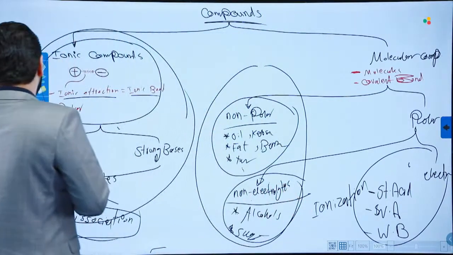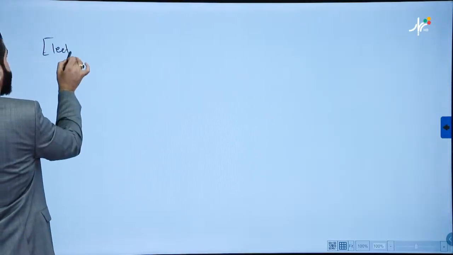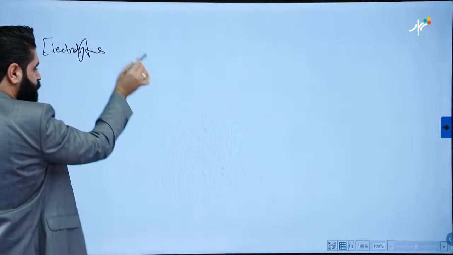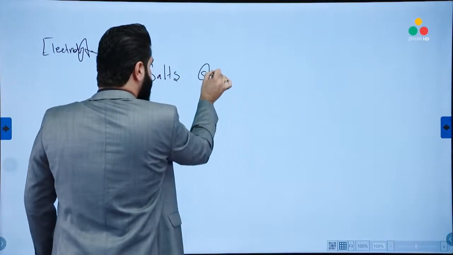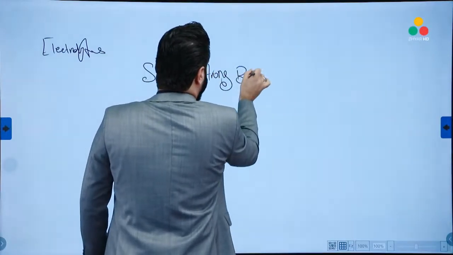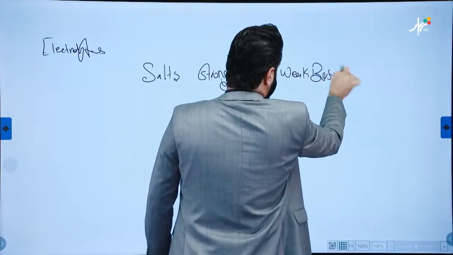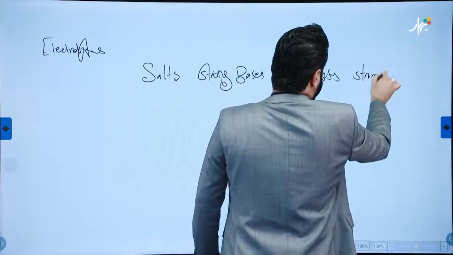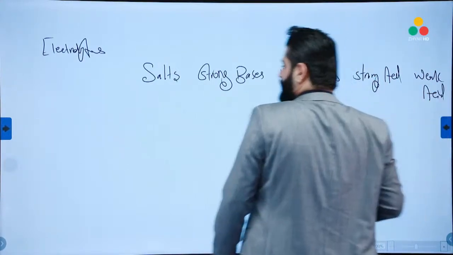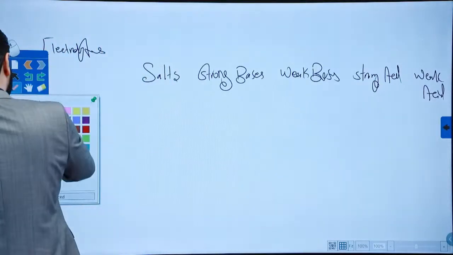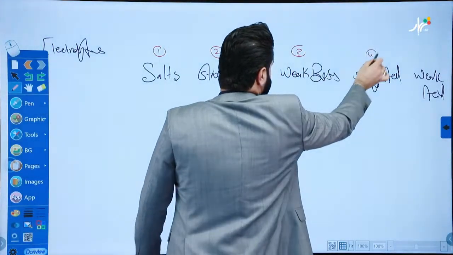Good. So let's have a quick revision for the electrolytes. Generally, the electrolytes are salts, strong bases, weak bases, strong acids, and weak acids. We have five main groups of the electrolytes: 1, 2, 3, 4, 5.